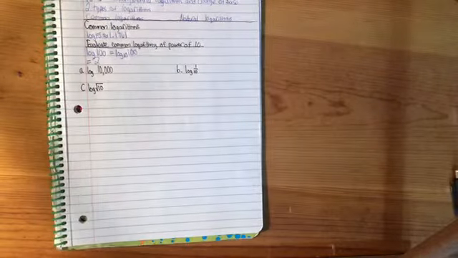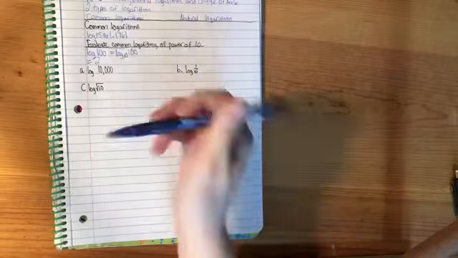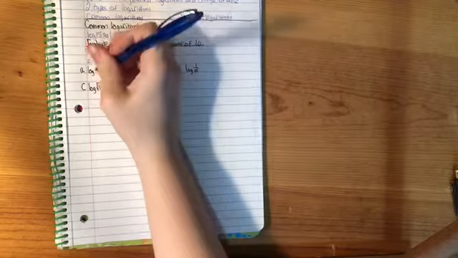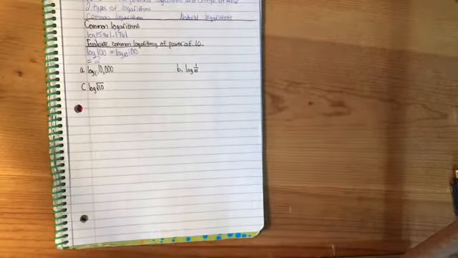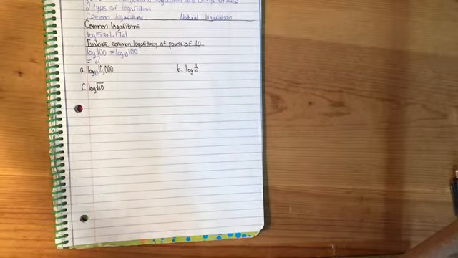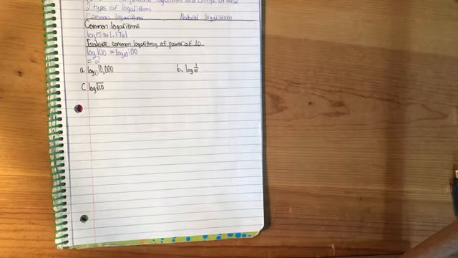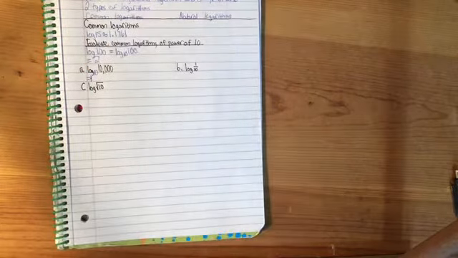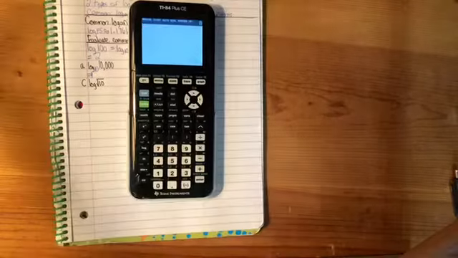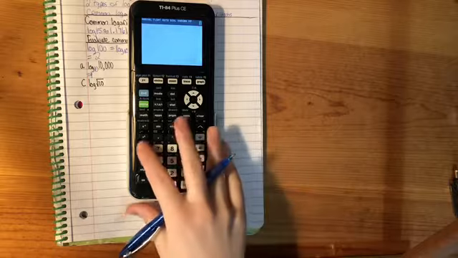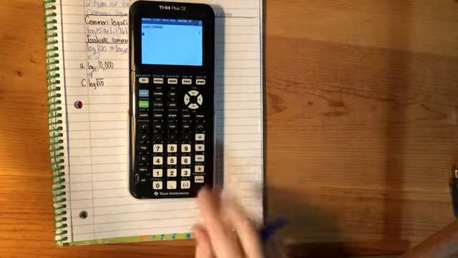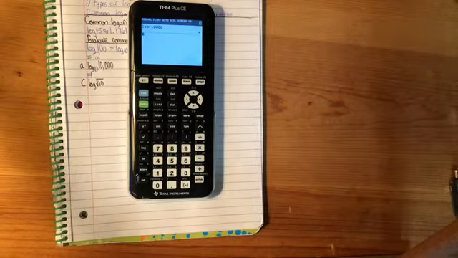Okay, so now we have a few more questions. So log 10,000. The base 10 is understood. So 10 to what power gives us 10,000? 10 to the fourth power gives us 10,000. So the answer is 4. We can also check this on our calculator by putting log 10,000, 4. There you go.